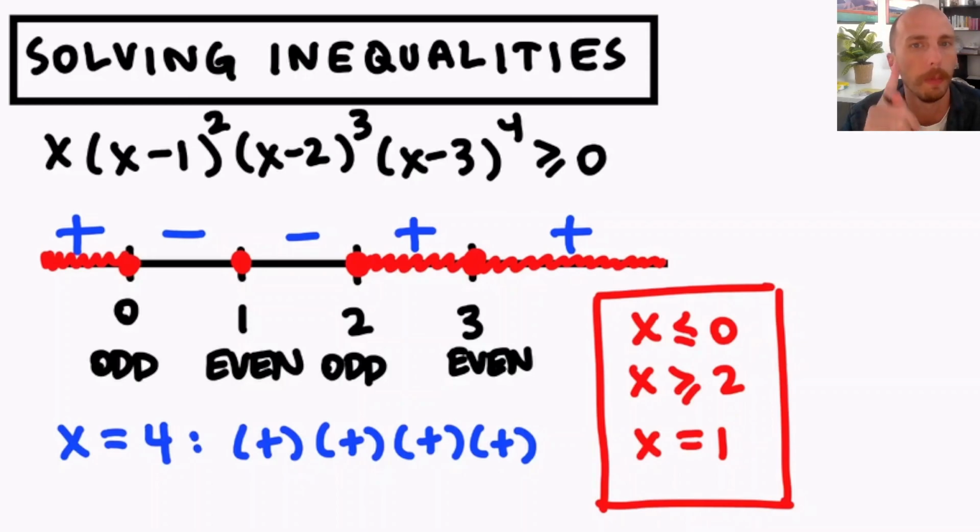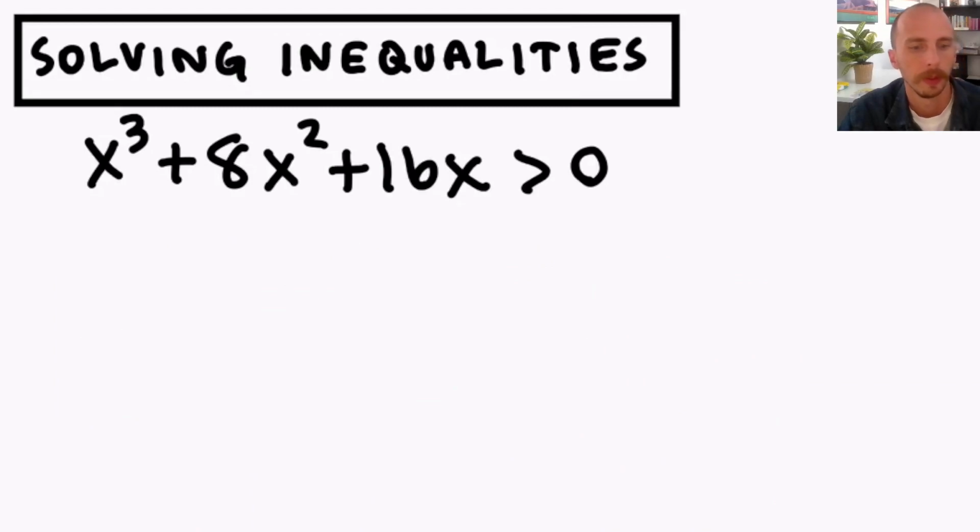I think I'm going to do one more for you that involves actually factoring. So we're going to solve this polynomial inequality here, same as we did before with a sign chart, but it wasn't given to us already factored. So we need to merge these two skills. We need to start with some factoring and then do our sign chart analysis.